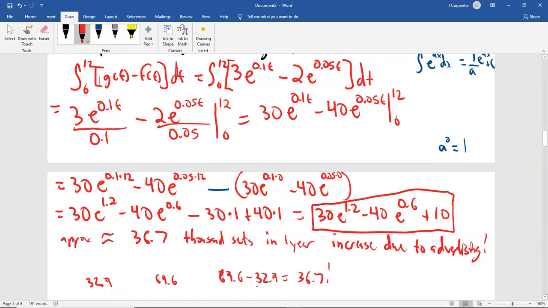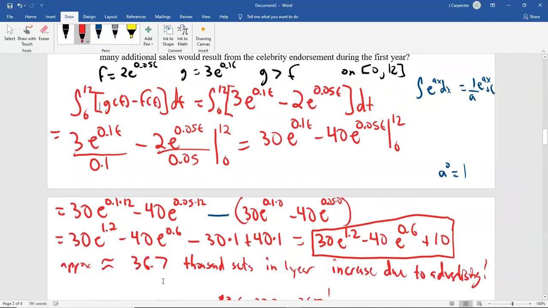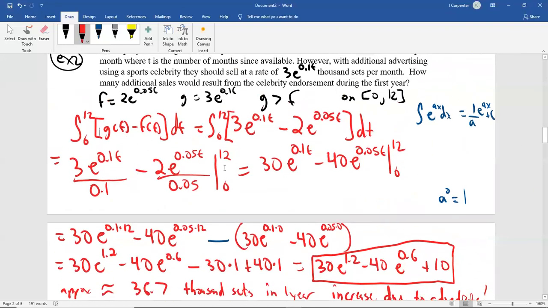So we had 32.9 thousand sales of TVs over a year without any advertising. But when we throw the advertising in, we get 69.6 thousand sets, which means there was an addition of 36.7 thousand sets in a year. Now, I can't get these answers with algebra. That was calculus. You still had to integrate to get them independently. But instead of doing them separately, you can just do it this way, which, believe it or not, is actually quicker.